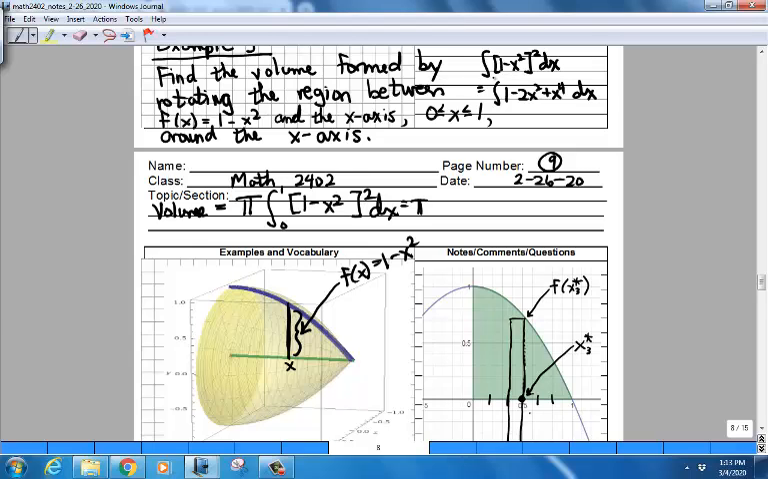Take the 1 minus x squared and square it, and you end up with 1 minus 2x squared plus x to the 4th power. So we want the antiderivative of that. How do we compute the antiderivative of 1 minus 2x squared plus x to the 4th power? What rule can we apply here? Anti-power rule, right? Yeah, you would just use the anti-power rule 3 separate times. You would go term by term.